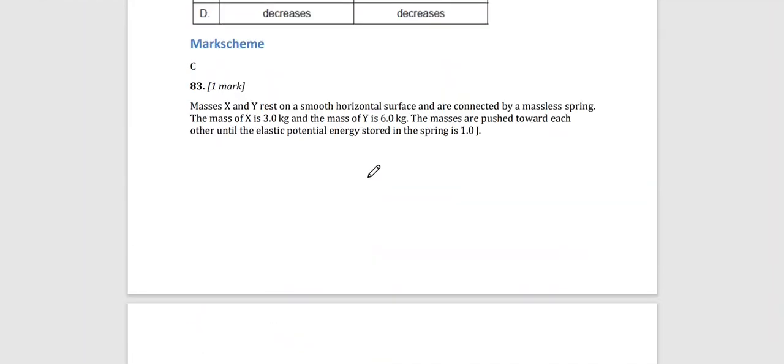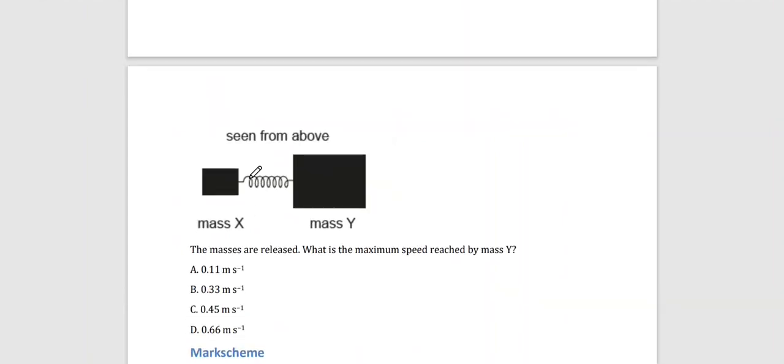Question 83. You have masses X and Y resting on a smooth horizontal surface, connected by a massless spring. So I have two masses connected by a massless spring. The spring doesn't have mass. Mass X and mass Y. The mass of X is 3 kilogram, and mass Y is 6 kilogram, double.